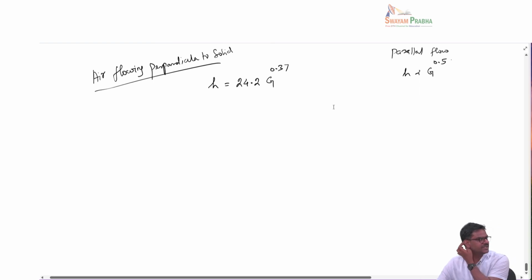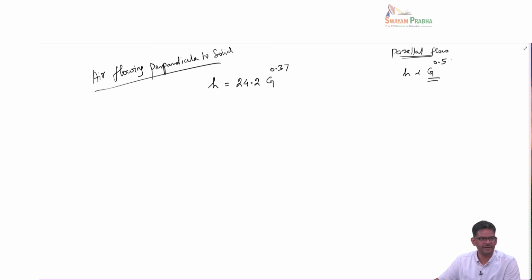So from here you can see which flow is more preferred, parallel flow or cross flow, perpendicular flow or parallel flow, because parallel flow is actually proportional to G to the power 0.5. It actually increases much better than in a perpendicular flow.